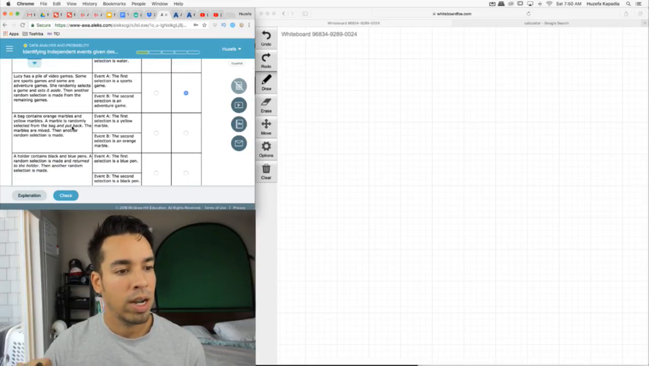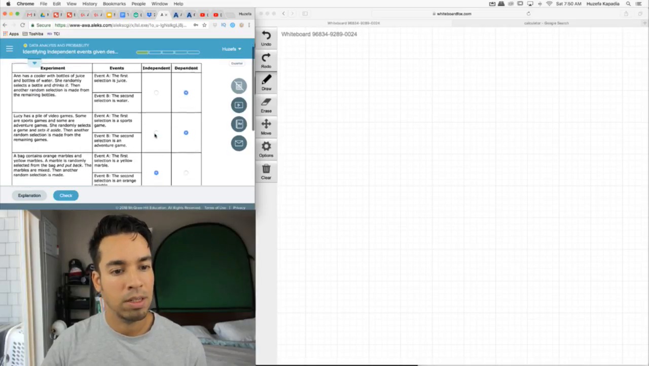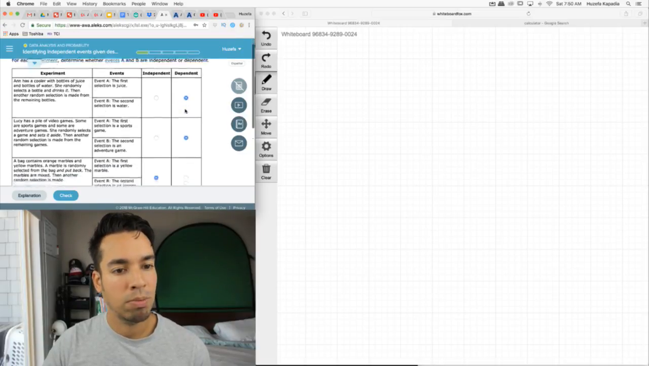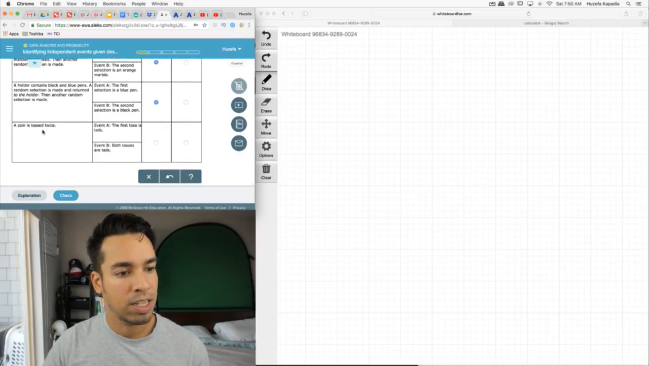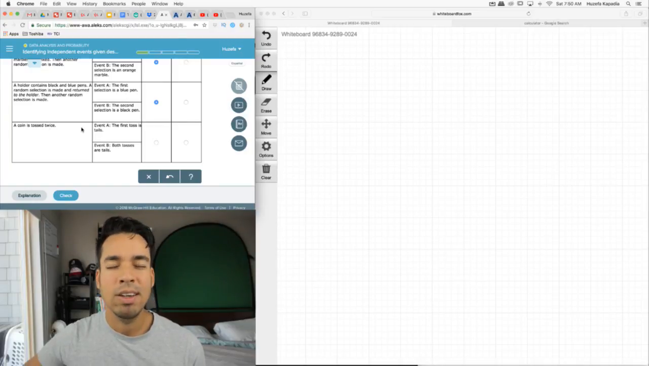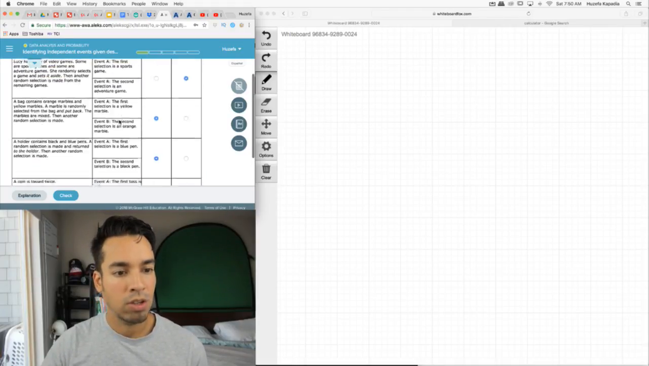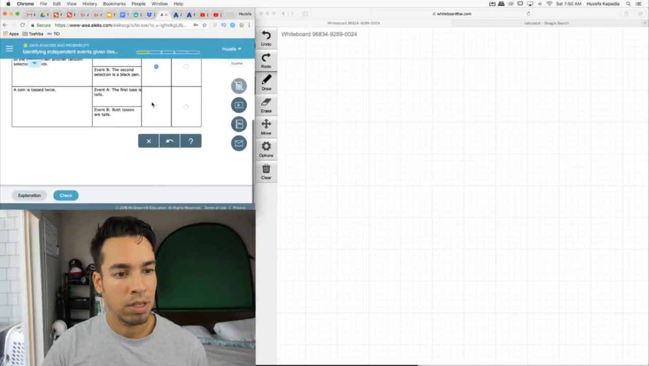Key language: randomly selected and put back. It is being replaced, therefore independent. Is made and returned. So it's again returned, being replaced, independent. And last but not least, a coin is tossed twice. The first toss has no impact on the second toss, right? If we toss a heads first, it doesn't affect the second one. The second one is still heads, tails, 50-50. So these are both independent.